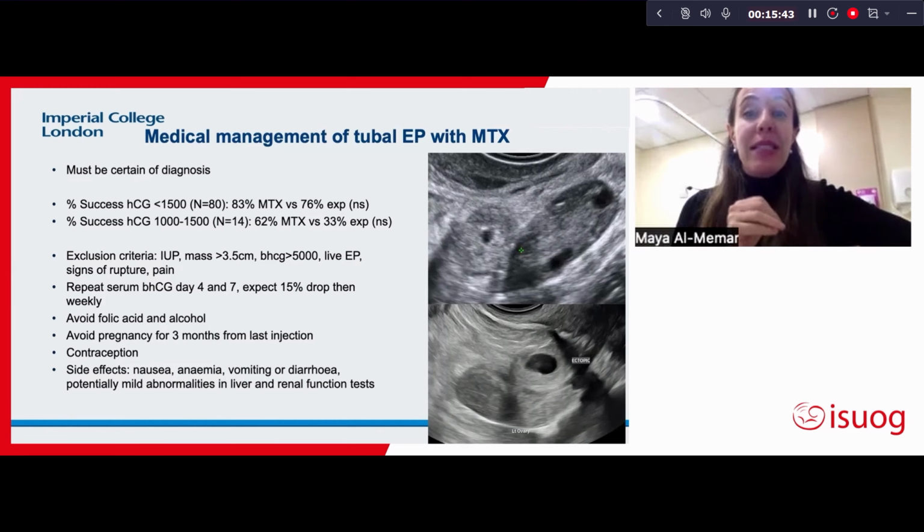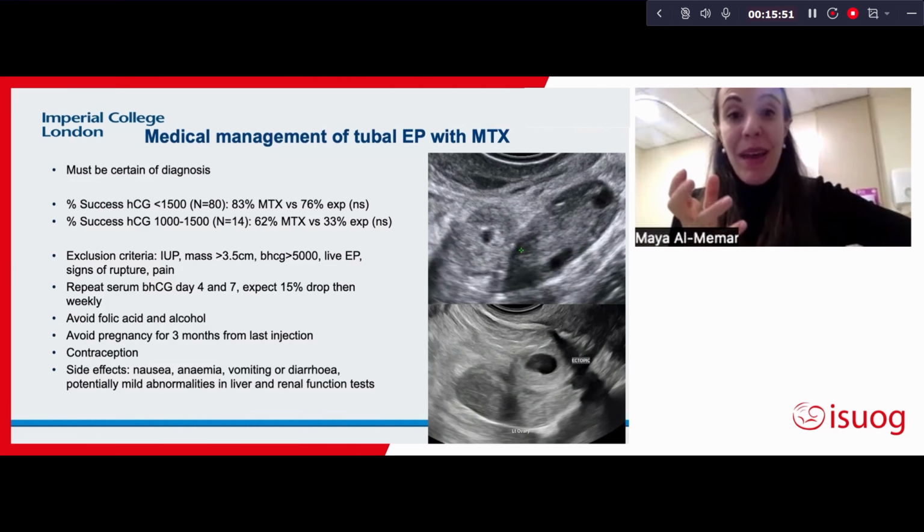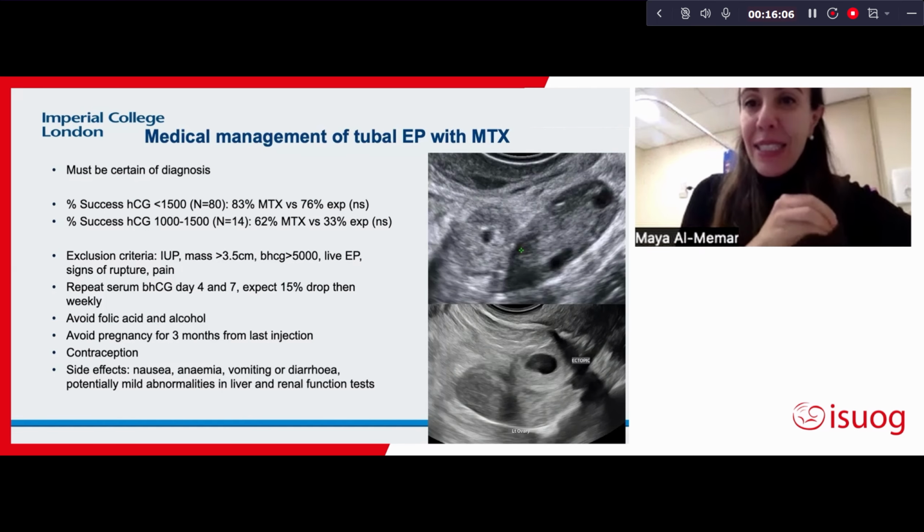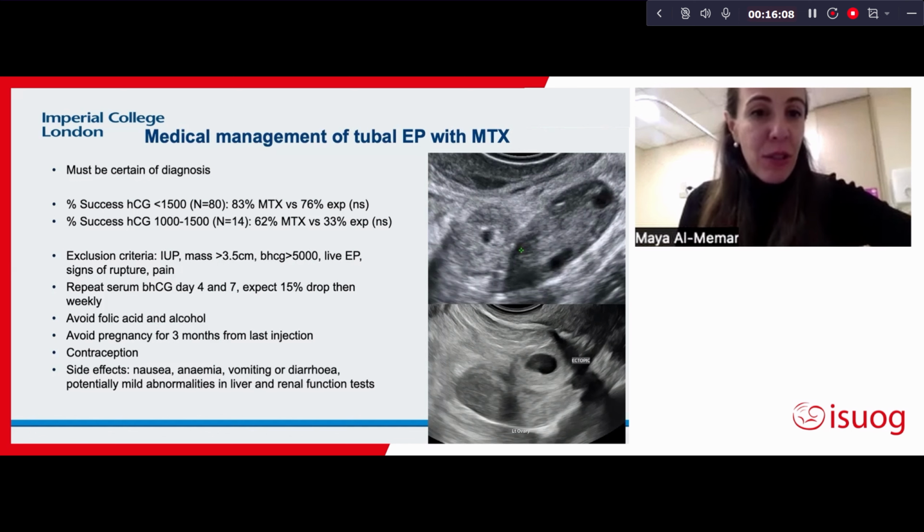We know in serum HCG levels under 1500, methotrexate is successful in about 83% of cases, and expectant management 76% of cases. But when we look specifically at HCG levels between 1000 and 1500, we see there that methotrexate has some value over expectant management, as expectant management is slightly less successful at higher HCG levels.